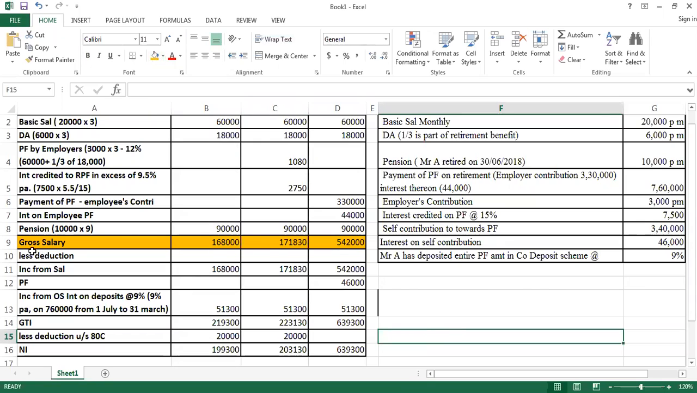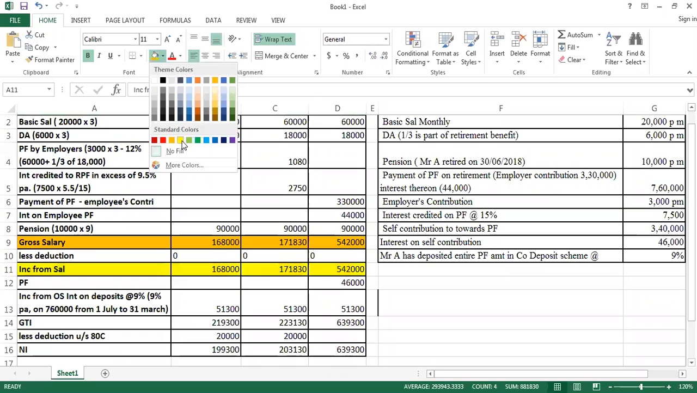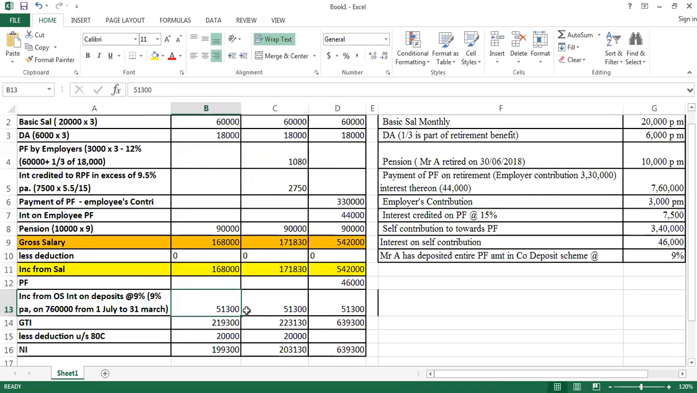Next, from the gross salary, are there any standard deductions mentioned in the problem? Is there any entertainment allowance mentioned? Nothing is mentioned, so we'll not write down any value; you can just take the value as 0, 0, and 0. Ultimately, my income from salary is going to stand at around 1,68,000 for statutory, 1,71,830 for recognized, and 5,42,000 for unrecognized provident fund.